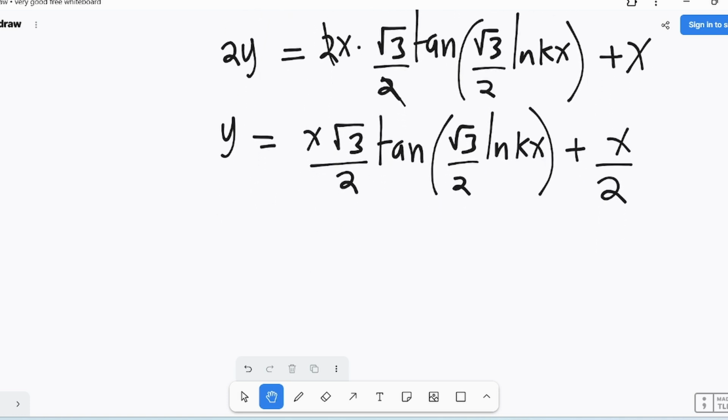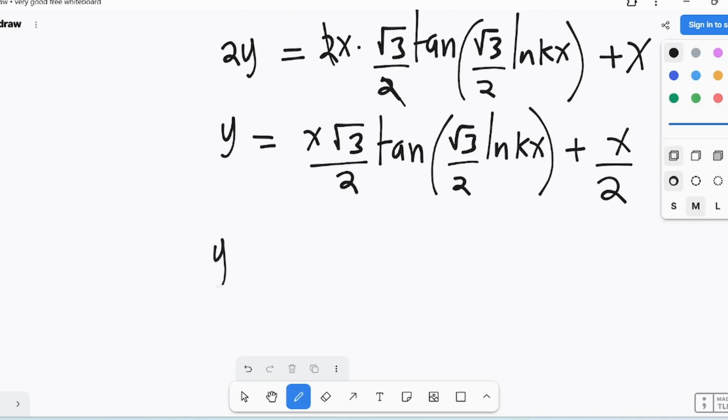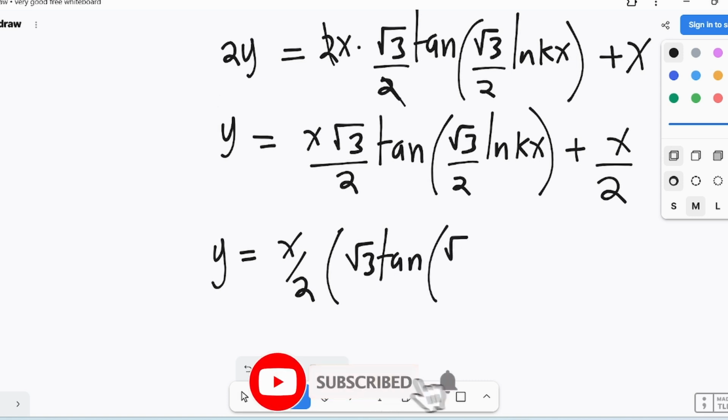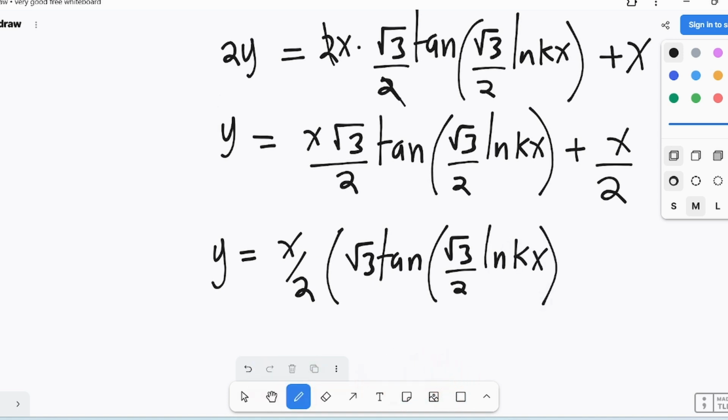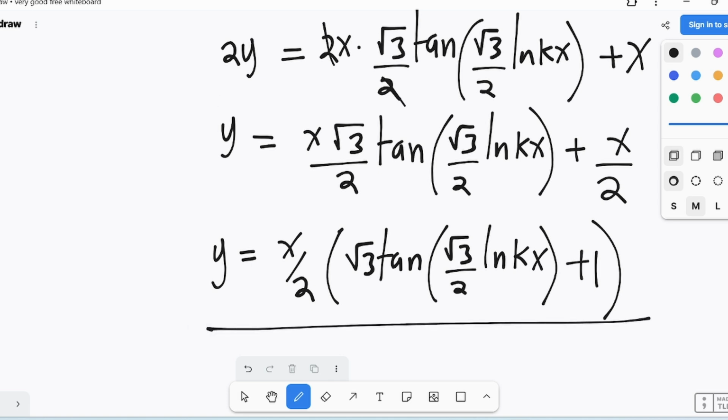Fully finalizing, our y eventually becomes x out of 2 into root 3 tan of root 3 out of 2 ln kx plus 1. This is our final expression.